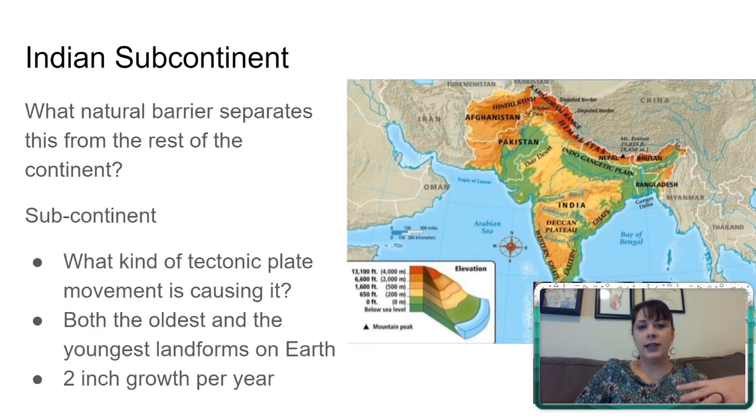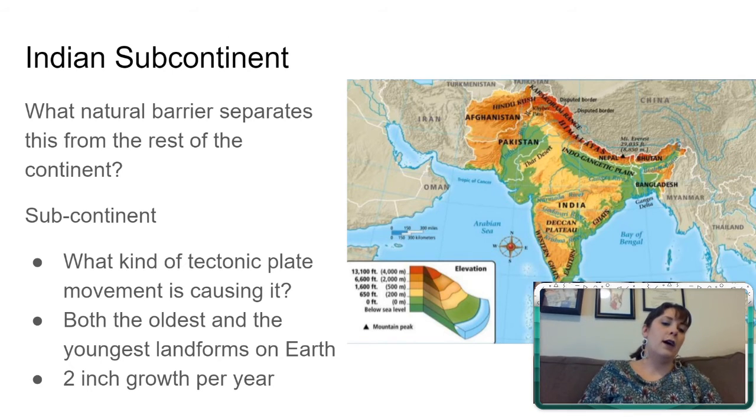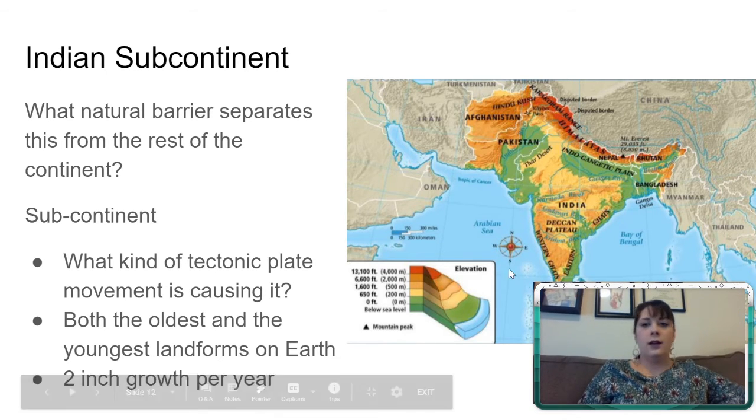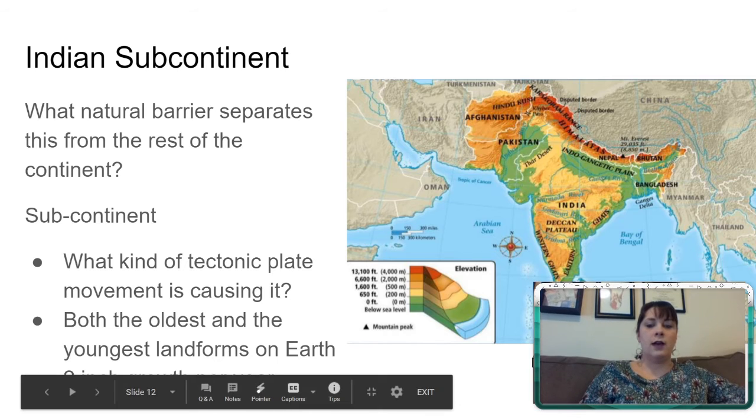The subcontinent's really interesting because it has some of the oldest and youngest landforms on the Earth. And the Himalayas actually grow roughly 2 inches. Sometimes it's more, sometimes it's less. It depends on the tectonic plate movement, earthquakes and all that kind of stuff. But it can be up to 2 inches of growth per year in height, because this whole landform is just ramming up into the other plate, the Asian plate.